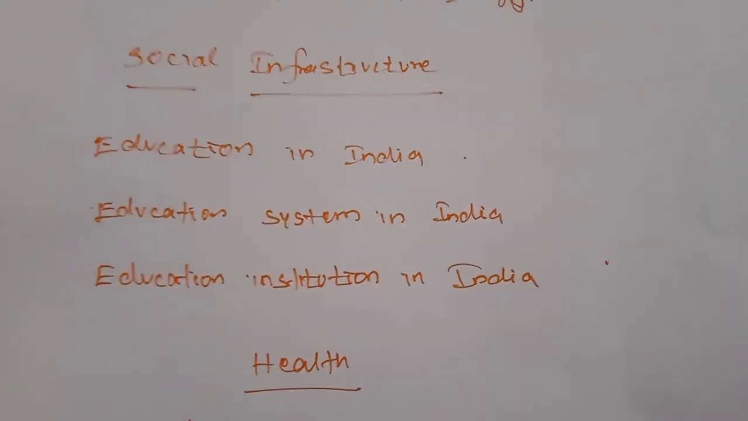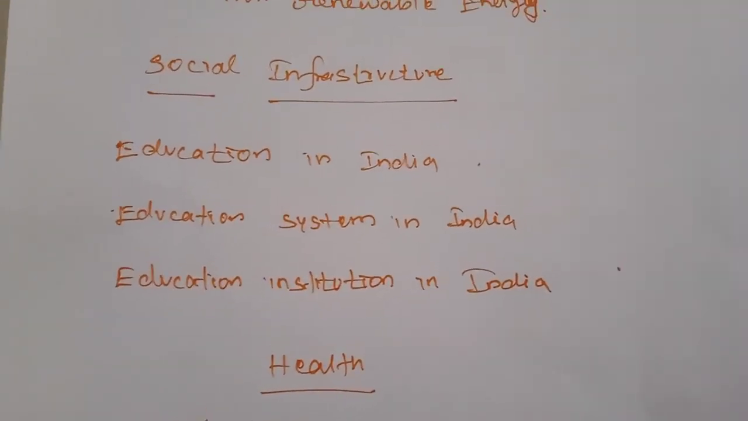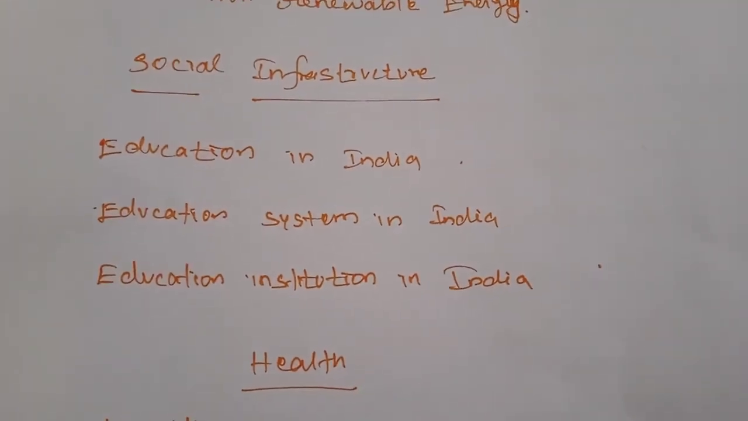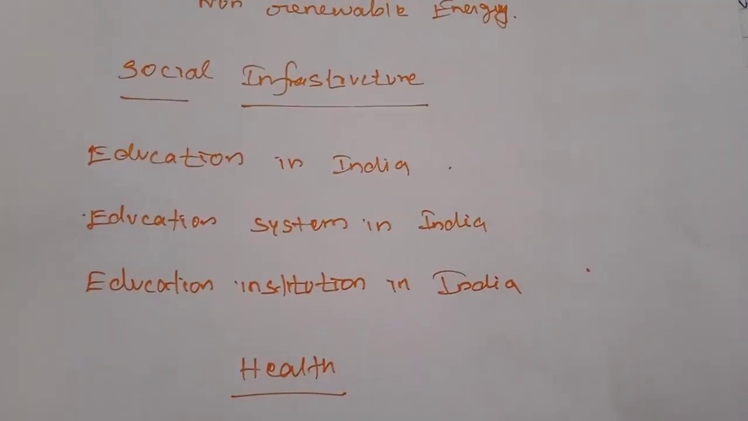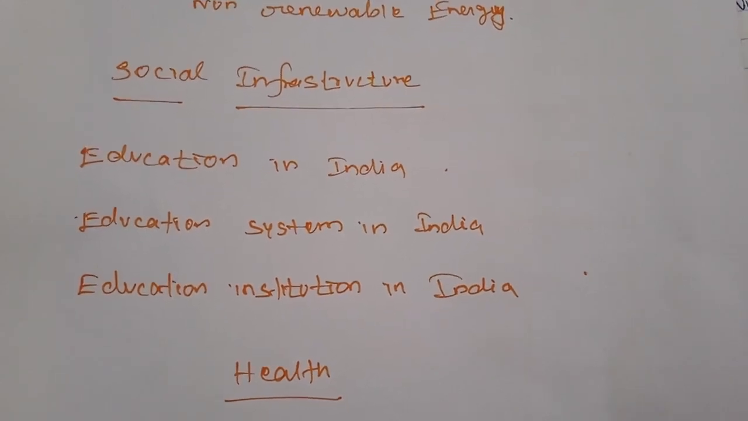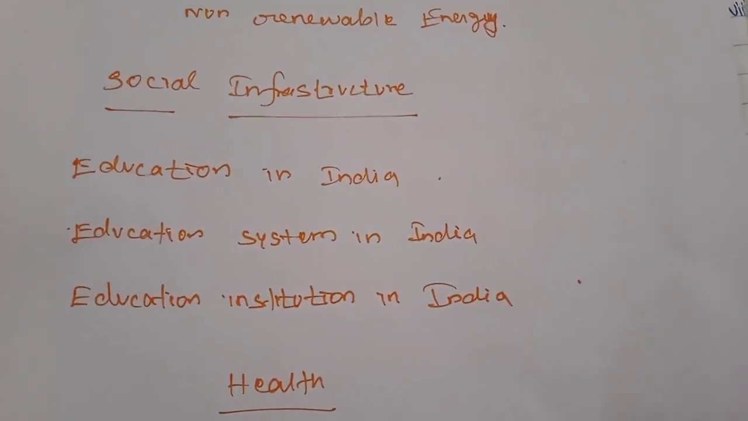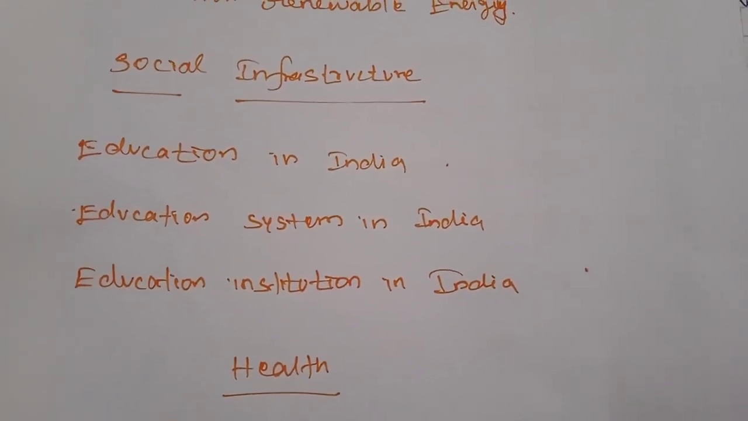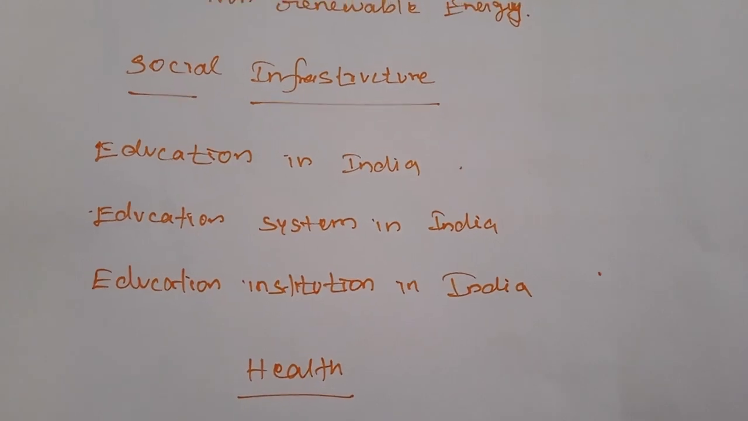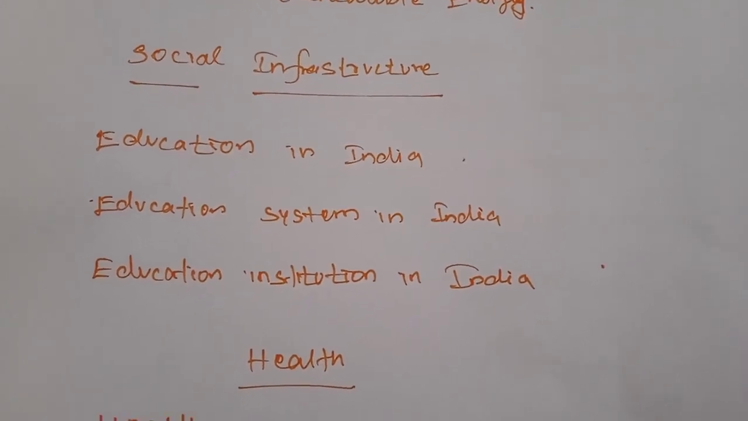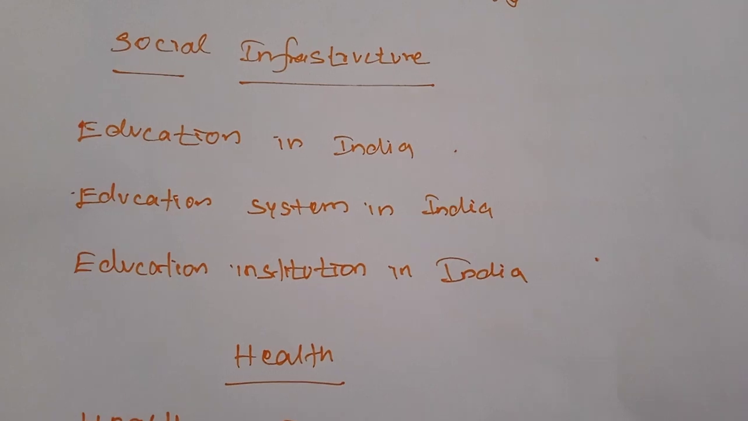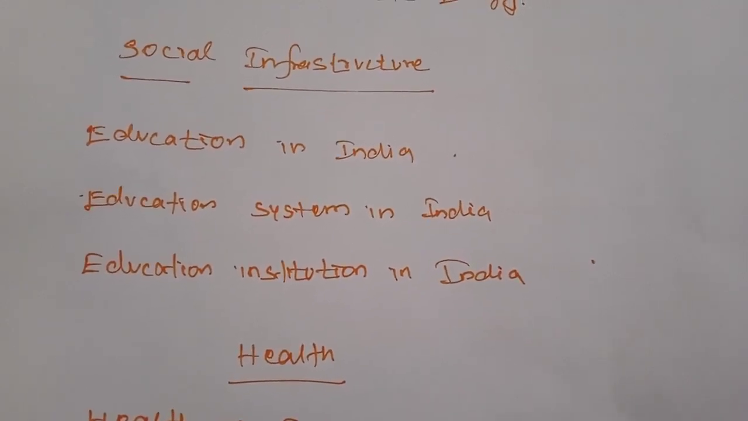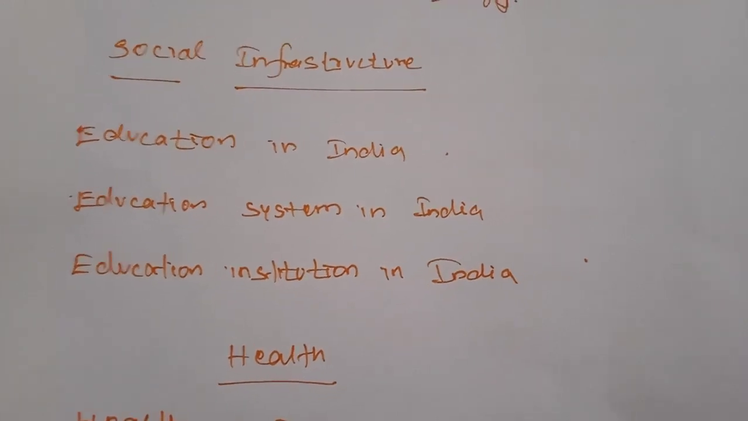These structures are outside the system of production and distribution. After the production of goods and services, we have to distribute them to many areas throughout the world, and without human power we cannot do it. The development of social structures helps in increasing the efficiency and productivity of the manpower, for example schools, colleges, hospitals, and other civic amenities.